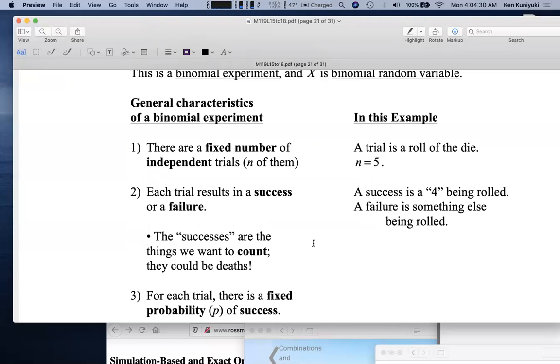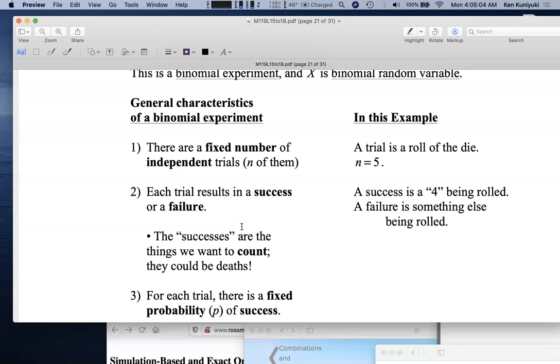First of all, we see a fixed number of independent trials. In this case, for the dice, 5 rolls or 5 dice. For Monty Hall, it was 18 rounds for each of the student teams. Second, each trial results in either a success or a failure. With the Monty Hall rounds, the contestant either won the car or didn't. For the dice, a success is when a 4 is rolled. A failure is when something else is rolled, like a 5 or a 6, or a 1, 2, or 3.